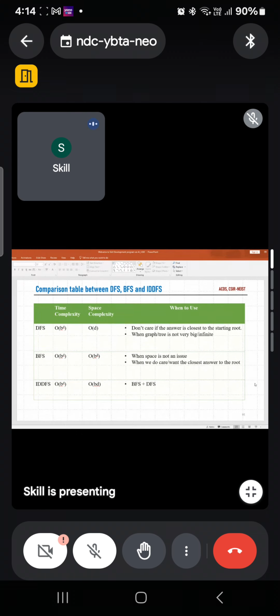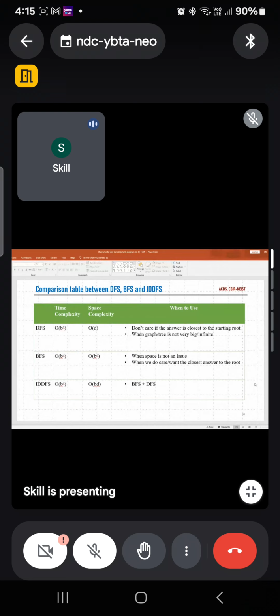if the node we are going to visit is closest to the starting node, then we can use DFS, or when the graph or tree is not very big or infinite. So in that case, we can use DFS. And also, I've written this as B to the power D. B is your branching factor, meaning the average number of child nodes each node has, and D is the maximum depth of the search tree.